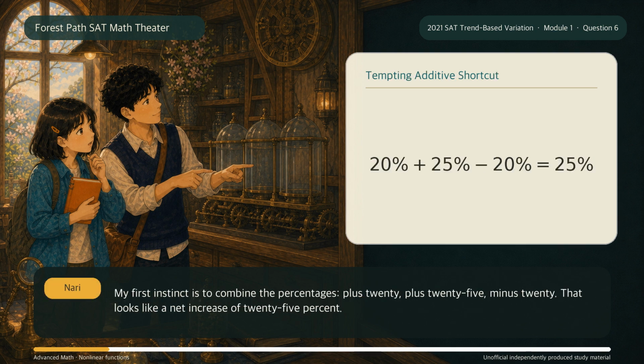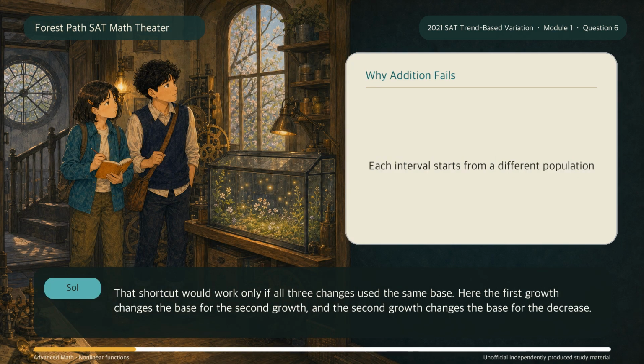My first instinct is to combine the percentages. Plus 20, plus 25, minus 20. That looks like a net increase of 25%. That shortcut would work only if all 3 changes use the same base. Here, the first growth changes the base for the second growth, and the second growth changes the base for the decrease.